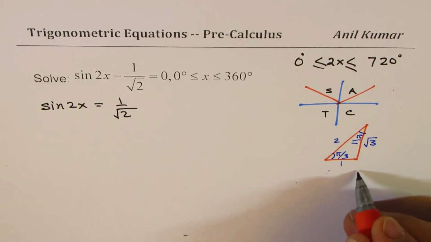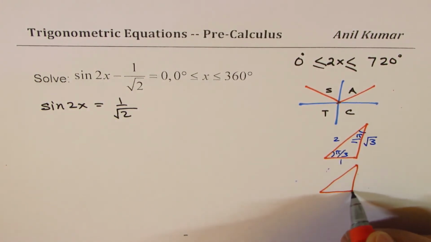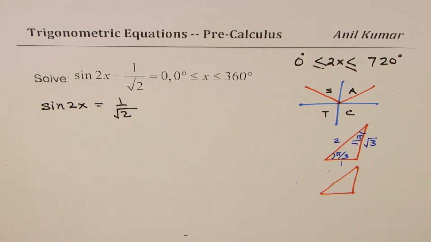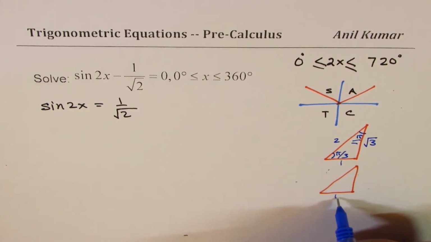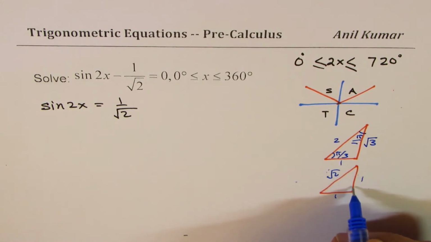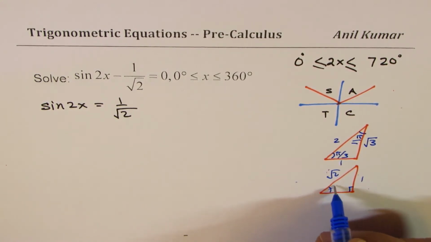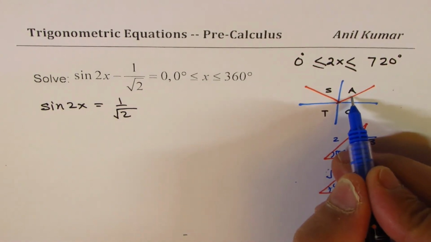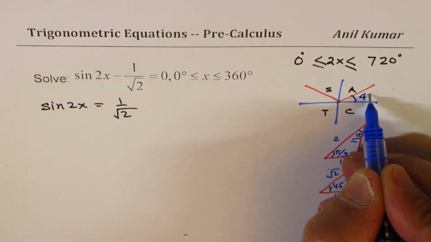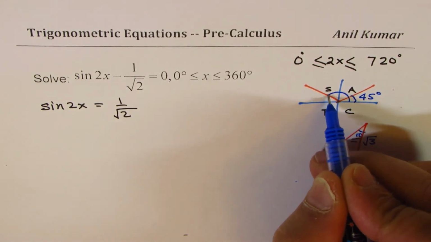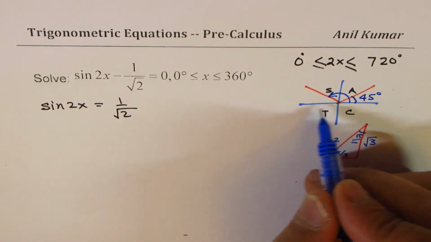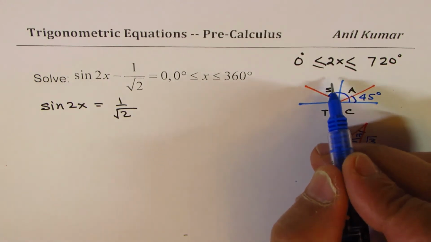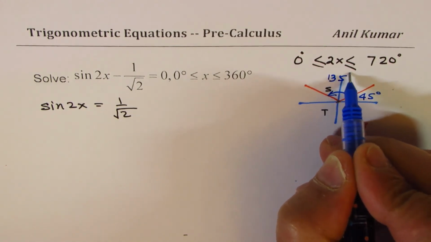So for that, we'll not sketch this one. We'll do the 45 degrees or pi by 4. So for the 45 degrees triangle, we should have 1, 1, square root 2, right? So for the right triangle, if this angle is 45, then we get 1 over square root 2. So that clearly indicates that in quadrant 1, the angle is 45 degrees. So what is the other angle? 180 minus 45, correct? So that is 135 degrees, correct?